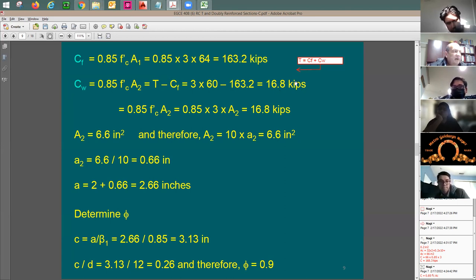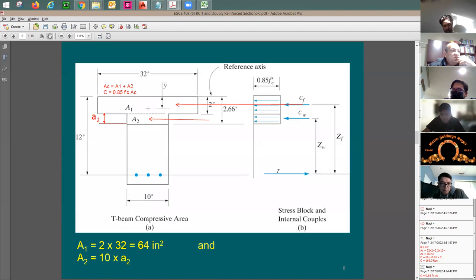In this equation here, I have one unknown. My unknown is going to be A uppercase 2. Look at this, 16.8 kips equals 0.85 times 3 ksi times A2. Here's A2, 6.6 square inches. This means this cross-section area here is going to be 6.6 square inches.